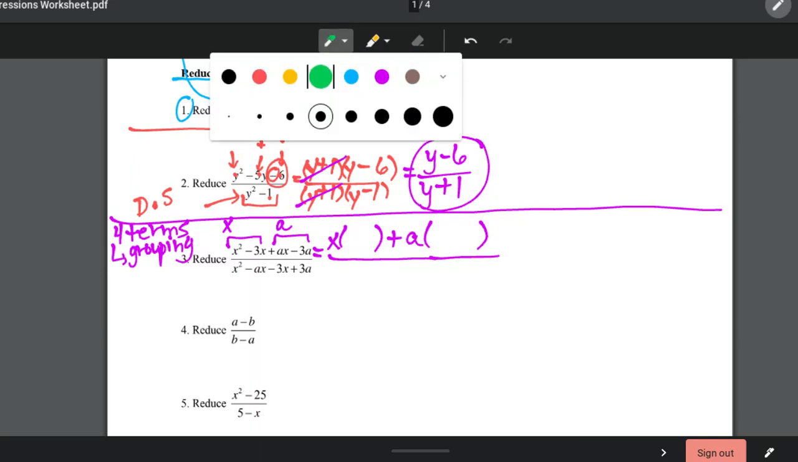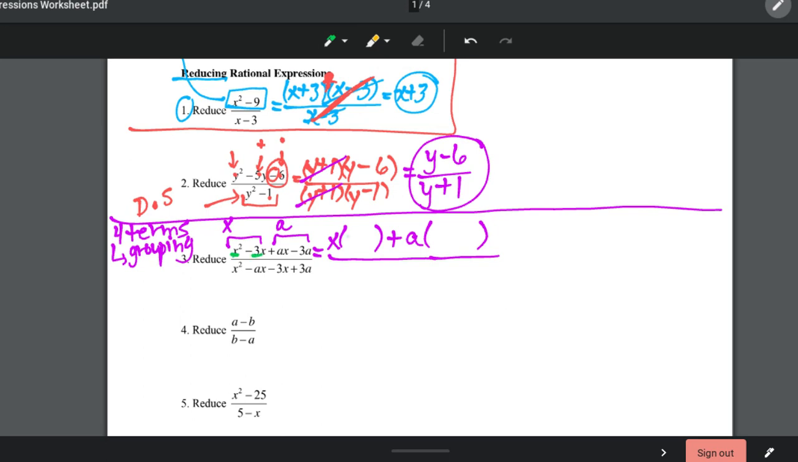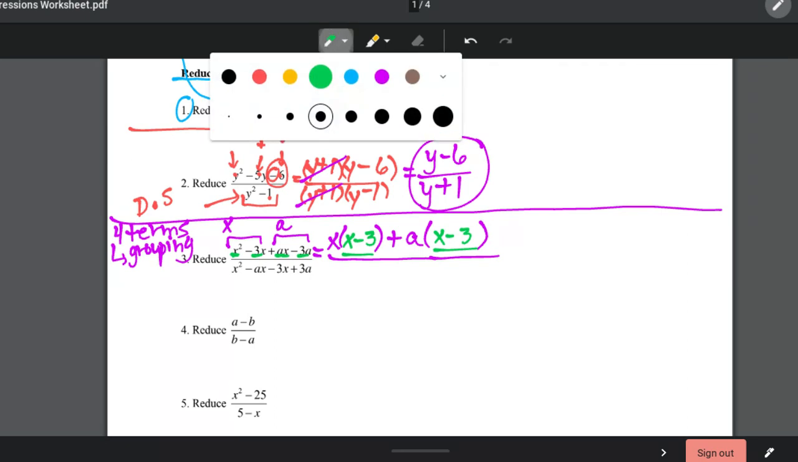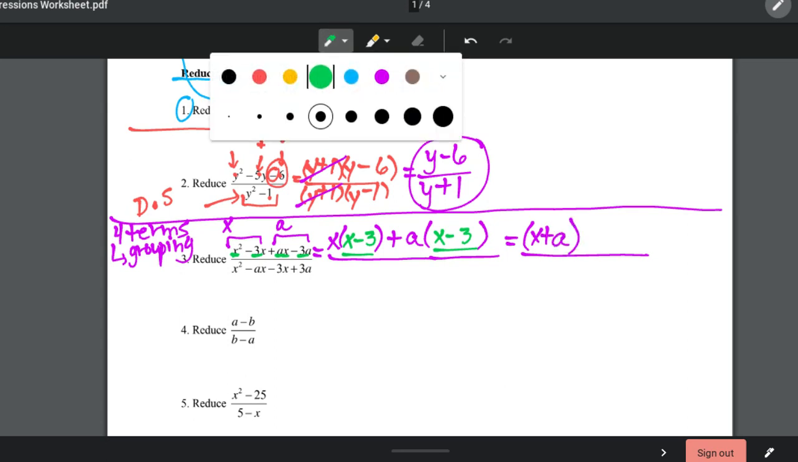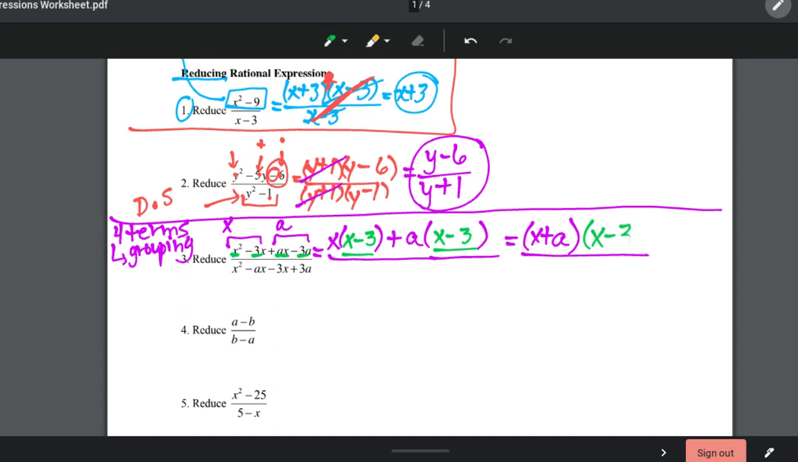Okay, so whenever I factor an x out of the first 2 terms, I'm going to be left with x minus 3. And when I factor an a out of the second 2 terms, I'm left with an x minus 3. And it's really important that these 2 binomials match, because when I write my factorization of the numerator, one factor is going to be what was on the outside, the x plus a, and the other factor is what was on the inside, the x minus 3. So the numerator has been factored.